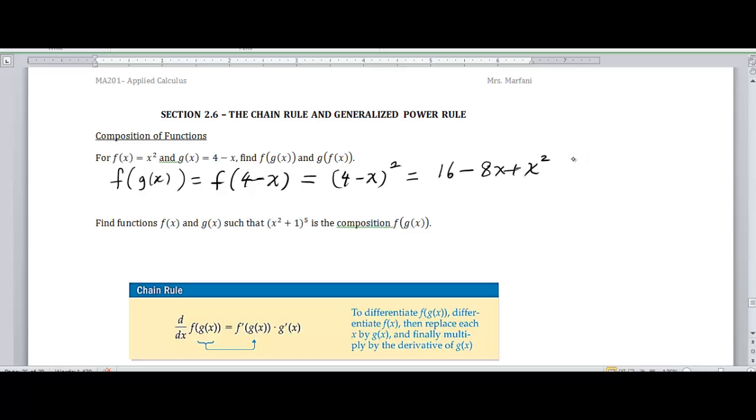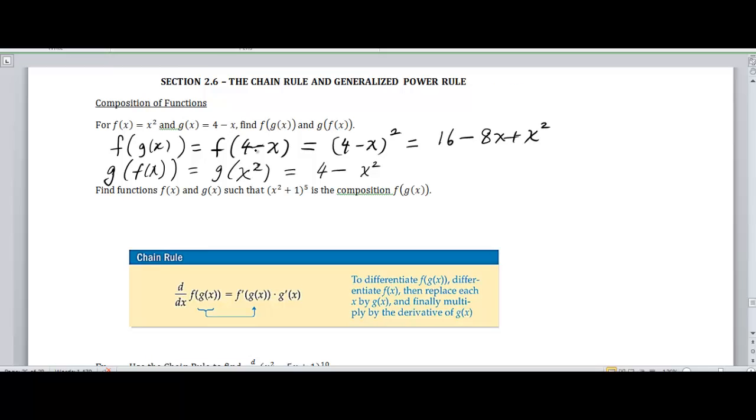Okay? And then g of f of x is g of x squared. So that's going to be 4 minus whatever's inside here, which is x squared. So think about inner function and outer function. We'll need that for the chain rule.